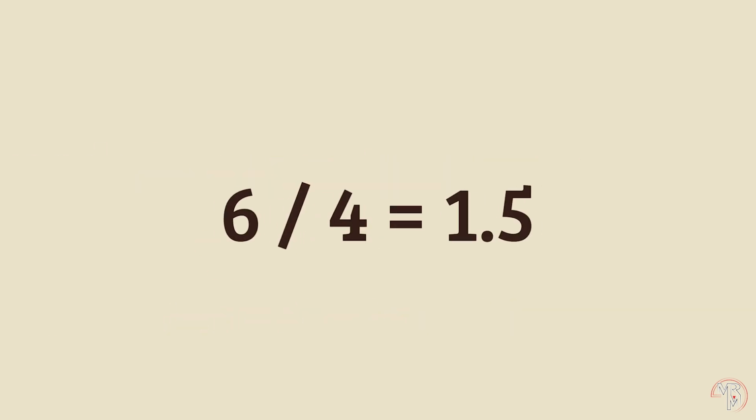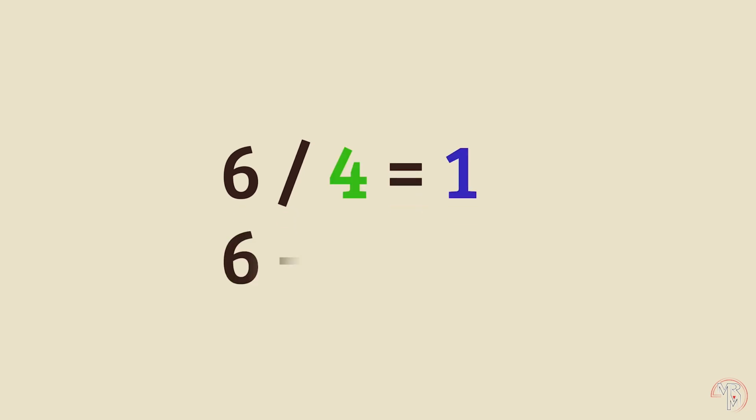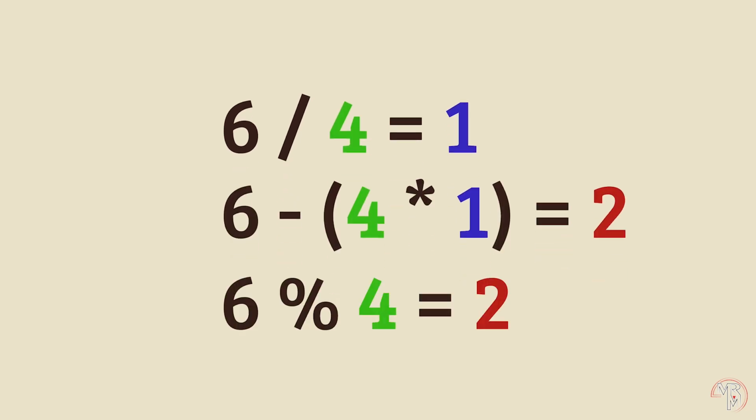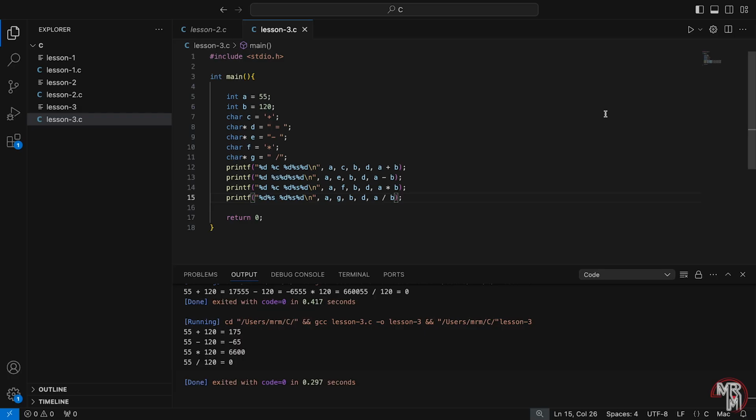For example, if we divide 6 by 4 and discard the fractional part, we will get 1, and the remainder of division will be 2, meaning 6 modulo 4 is 2. Alright, let's add it as a 5th printf for the modulo operation. The modulo operator is represented by the percent symbol.